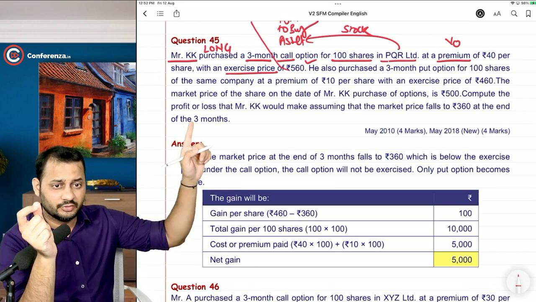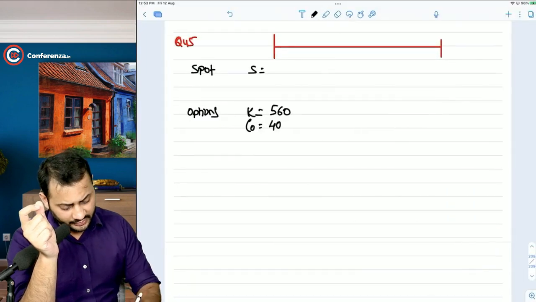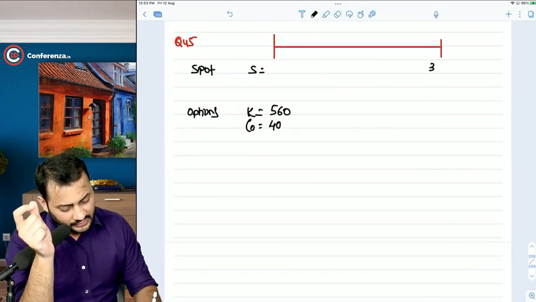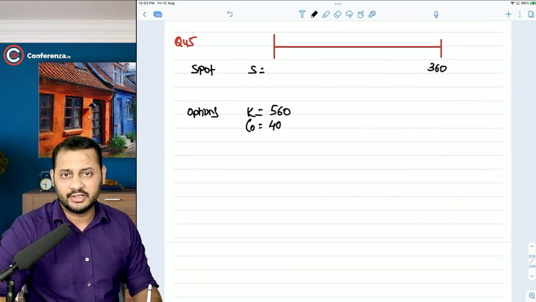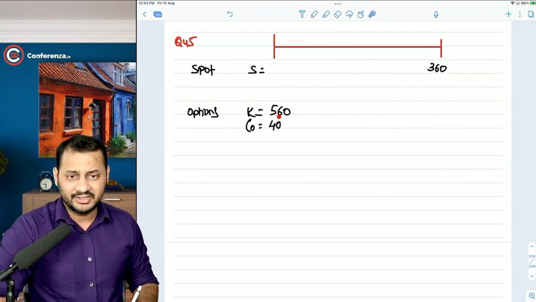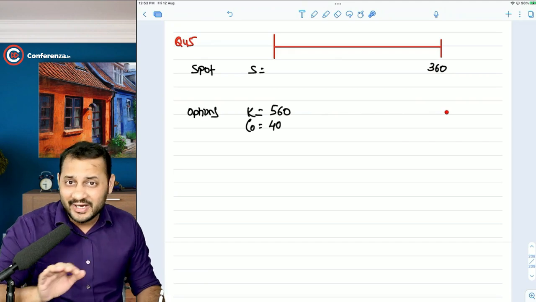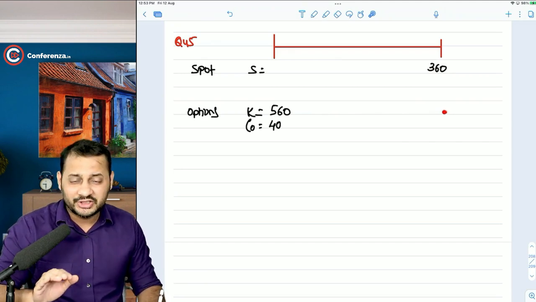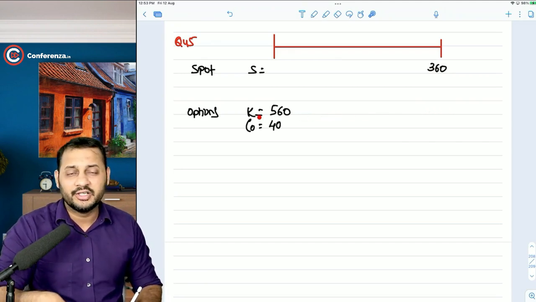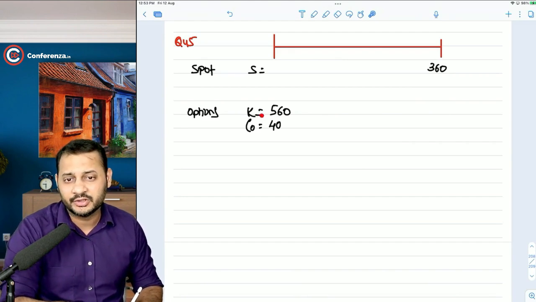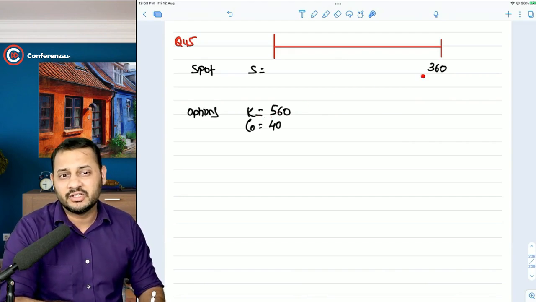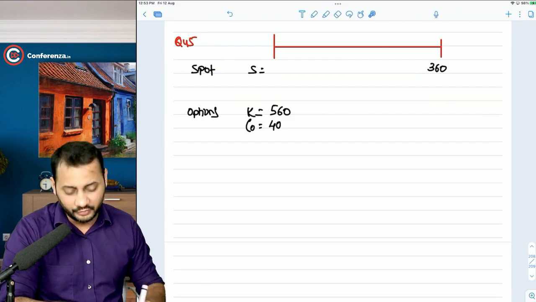The market price falls to 360 at the end of the 3 months. So let's say, for example, the market price goes to 360 on that date. What will happen? Are you going to buy the shares at 560? No. So at that time, what am I going to do? I will take no action, sir. No action in the call option. It is not worth taking action in the call option. Who is going to buy at 560 when the market is available at 360?